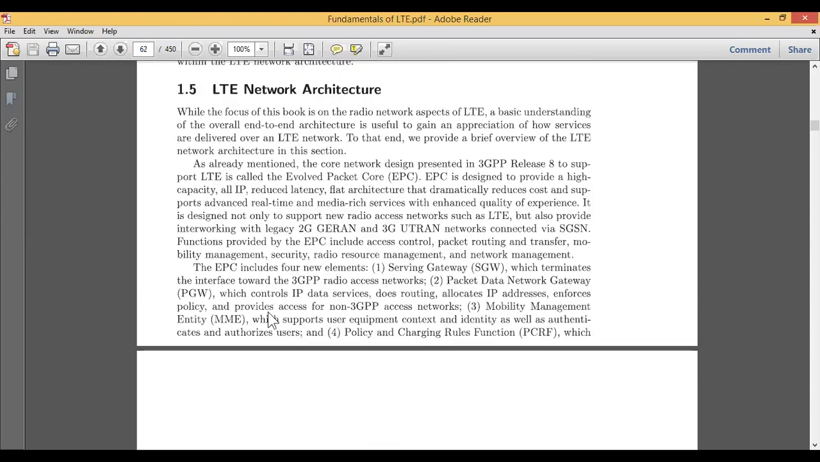The functions provided by these core architectures are, first, access control, meaning you will have access over the whole operation of your complete system. Then packet routing. We know the meaning of routing here is nothing but how the packets are transmitted from one node to another node following some routing protocols, right?